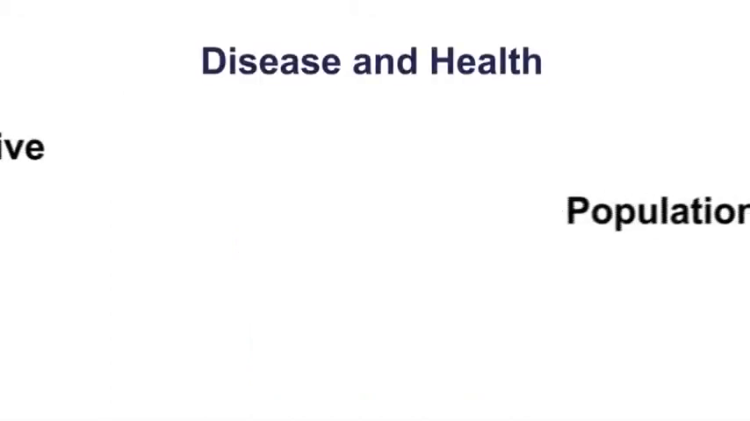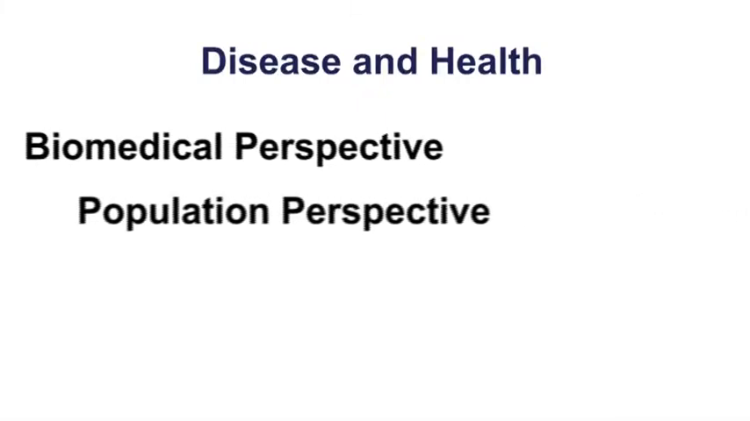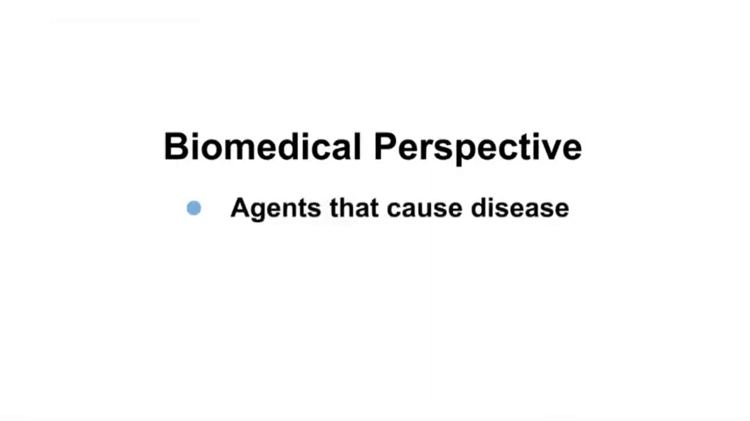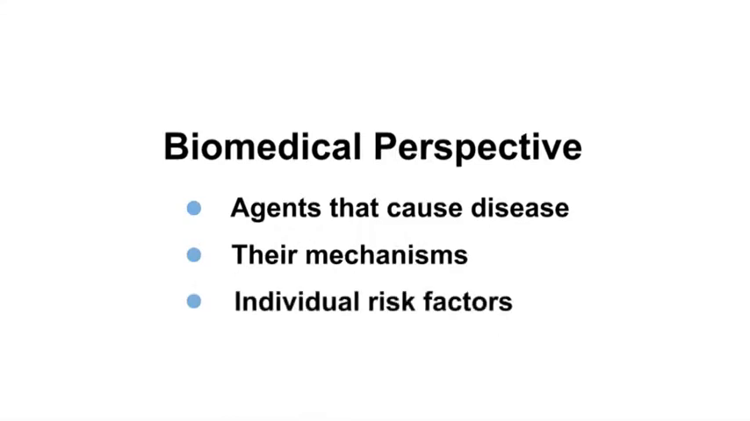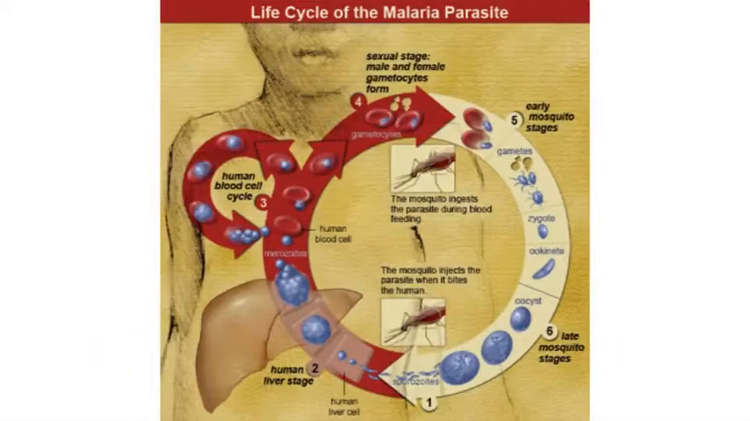Let's now briefly discuss two different perspectives on disease and health: the biomedical perspective and the population perspective. The biomedical perspective focuses on biological factors, such as specific agents that cause disease and their mechanisms. The biomedical perspective focuses on individual risk factors for health outcomes. The biomedical perspective does not include social and environmental factors. Researchers and clinicians observe and/or measure the events that occur sequentially in someone's body when they come into contact with a disease agent or exposure.